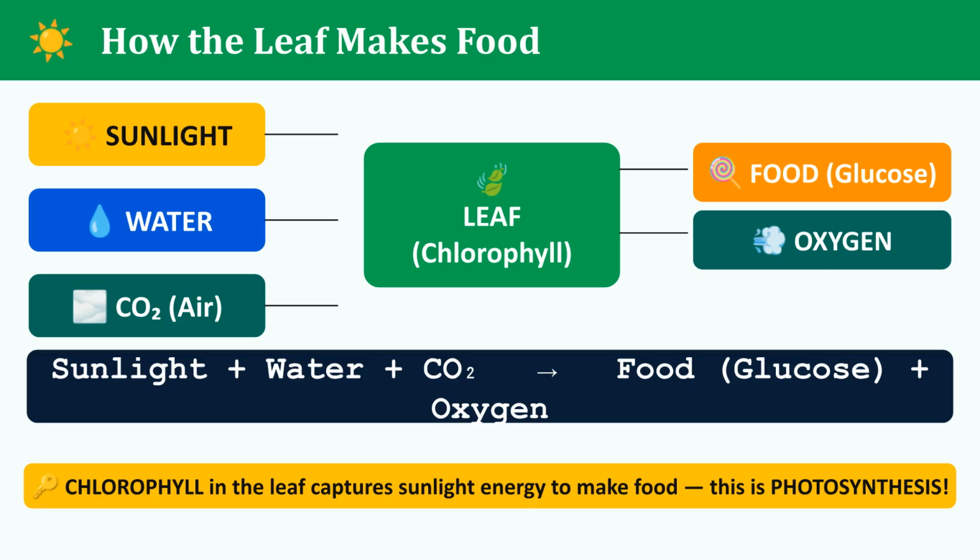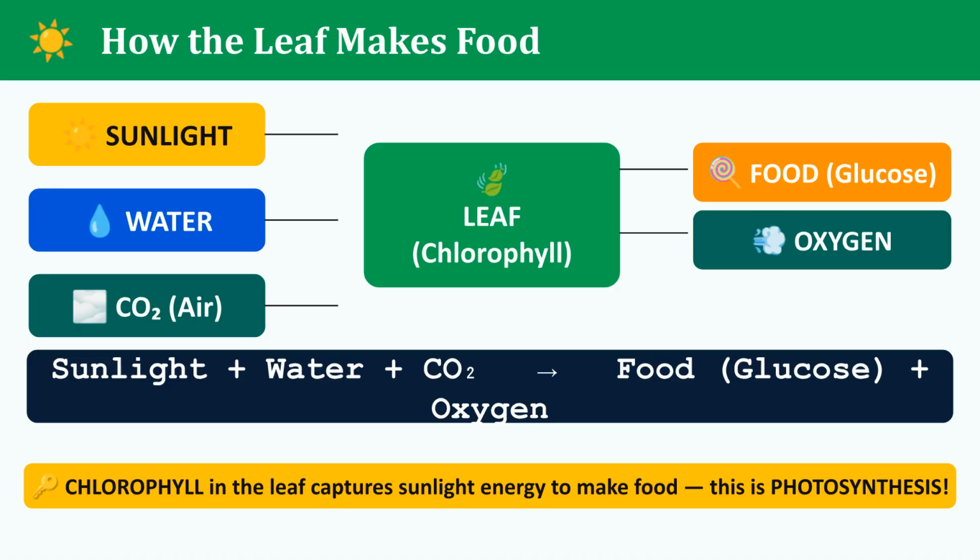Now let's learn one of the most important processes in science. It is called photosynthesis. Photosynthesis simply means plants preparing their own food. Let's understand it step by step. The roots absorb water from the soil. The leaves take in carbon dioxide from the air. Sunlight falls on the leaf. Chlorophyll captures the sunlight. Using these three things, water, carbon dioxide, and sunlight, the leaf prepares food called glucose. During this process, the plant also releases oxygen into the air.